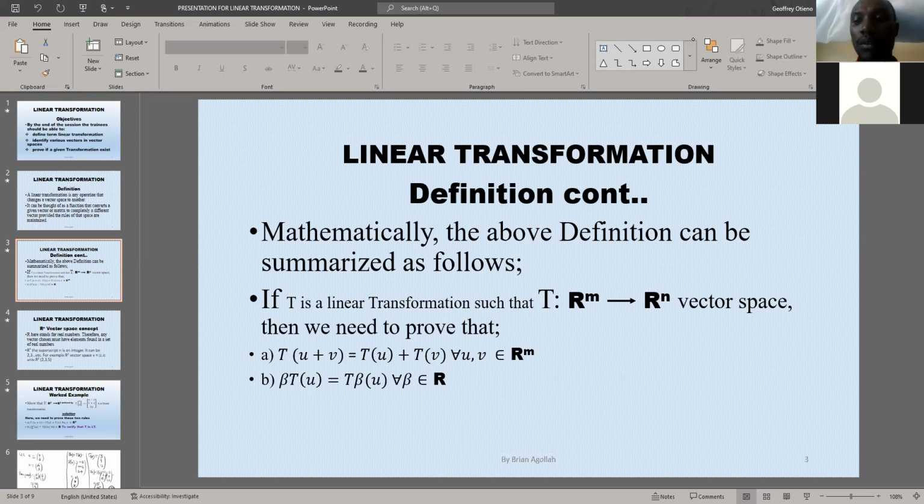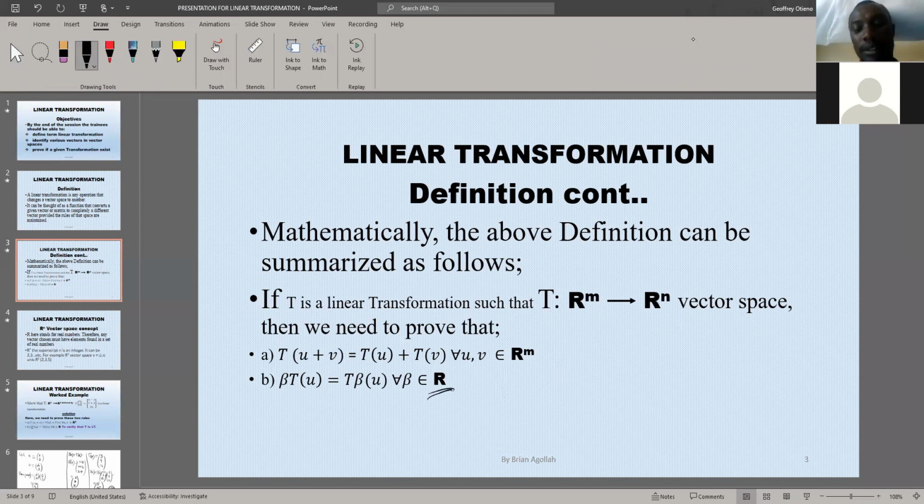The second rule that we need to prove in order to say that a given transformation exists is, if we take a scalar, let's say beta, and multiply it by the transformation of one vector, let's say u, then this should be equal to beta multiplied by that vector, then transformed under T, provided that vector is in R space. That is, T(βu) = βT(u). R here means real numbers.